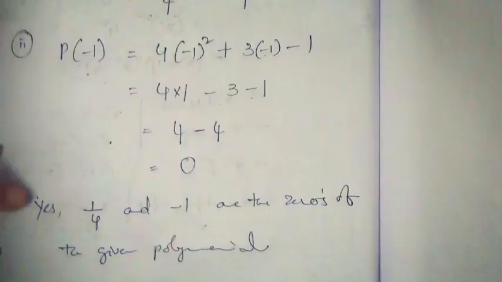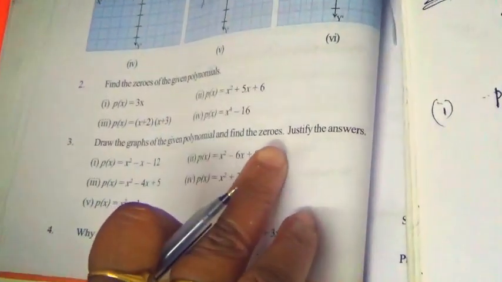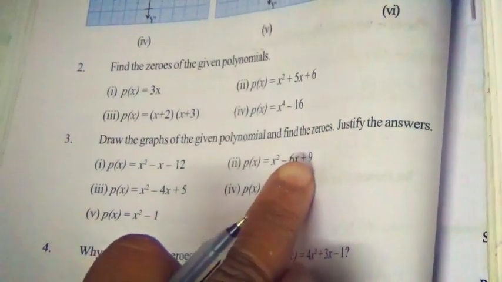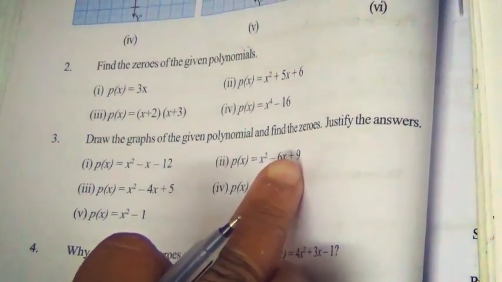Okay, and we have the third Roman, that is graphs. Look here, draw the graphs for the given polynomial and find the zeros. Justify your answer. We have to justify the answer. We have to find the zeros by using this verification, as well as you have to draw the graphs for the given polynomials. Here I will tell 2 or 3 graphs in this Roman. Just the remaining 2 you draw on your own. Okay, I will tell 3 graphs in this Roman.